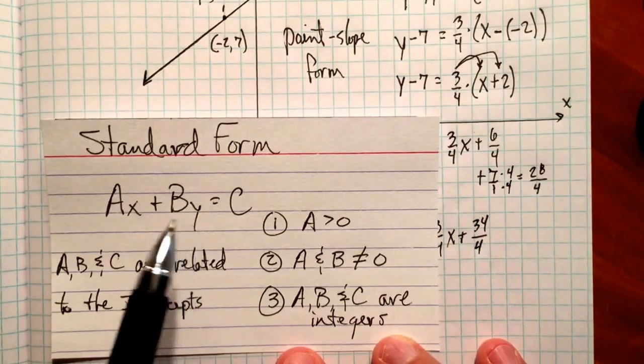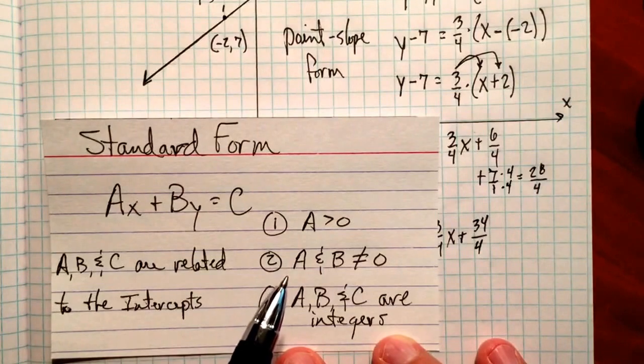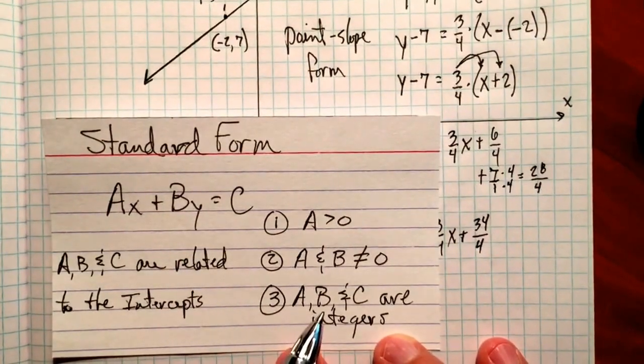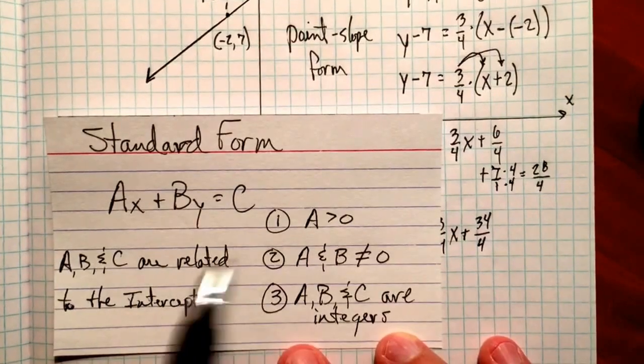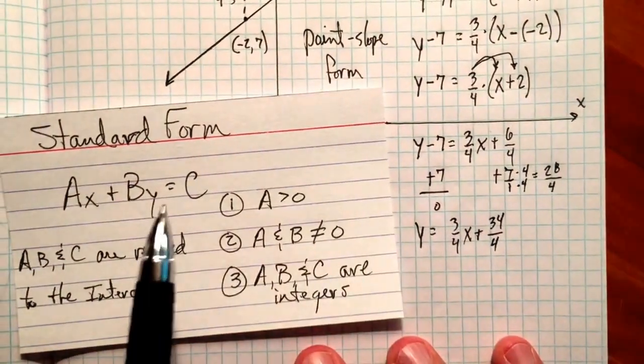And lastly, the coefficients a, b, and c all need to be integers. That's whole numbers, positive and negative whole numbers. No decimals, no fractions. So let's change this slope-intercept form into standard form.